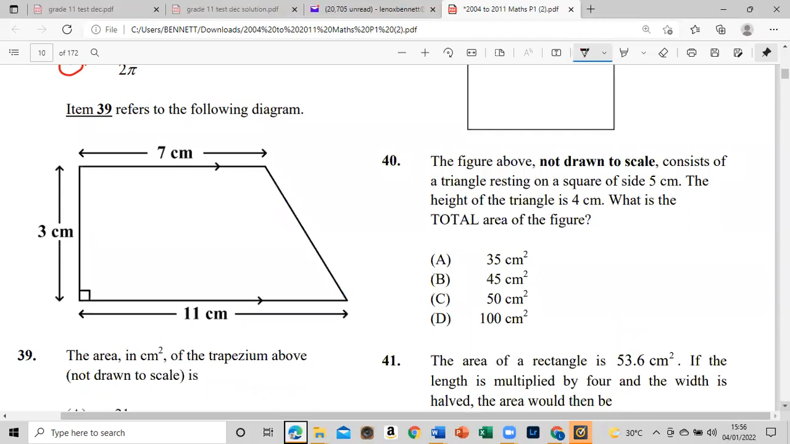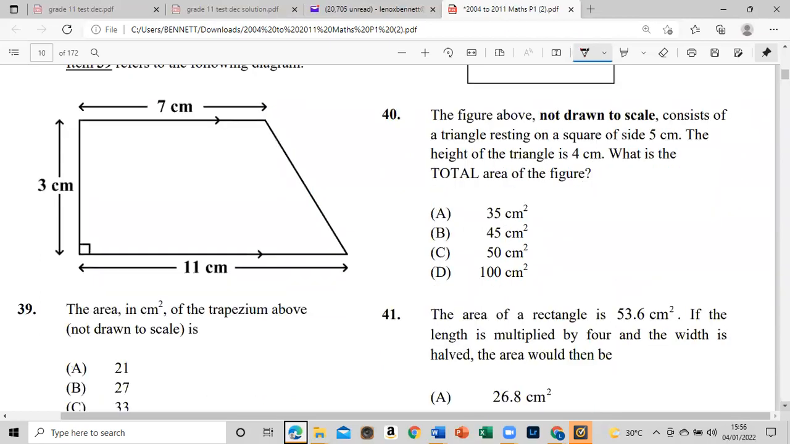39 refers to the following diagram. The area in centimeters square of the trapezium above, not drawn to scale, is... pause this now, right?